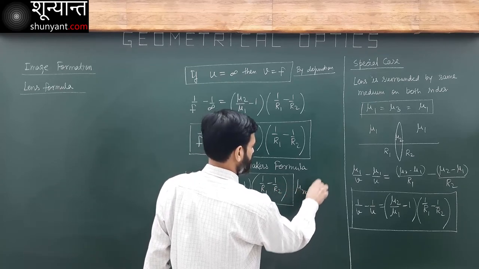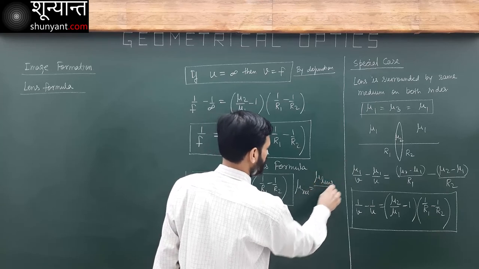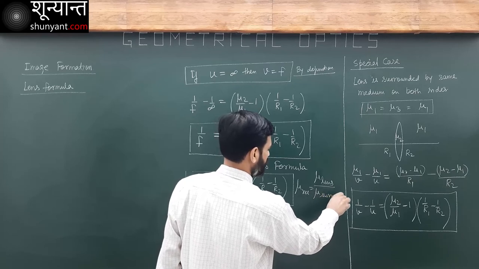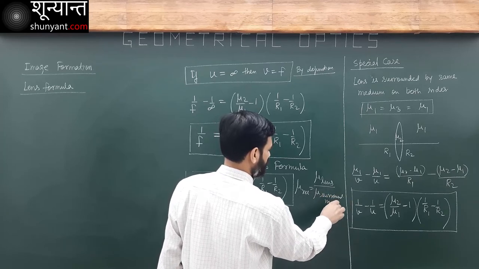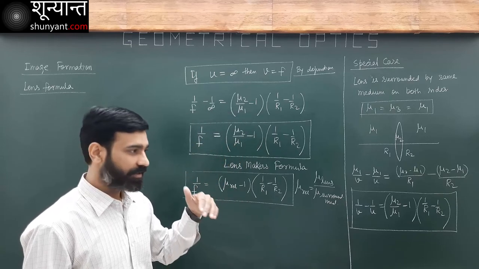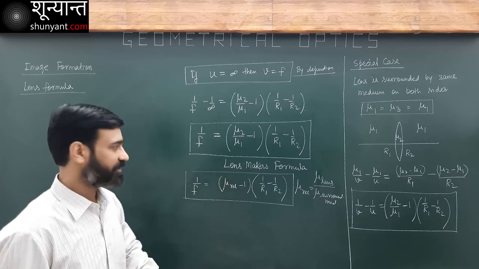Mu relative is equal to mu of lens over mu of surrounding medium. Mu relative is the refractive index of the lens with respect to the surrounding. Okay, you understand this?